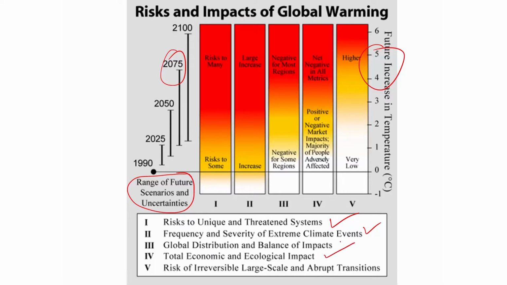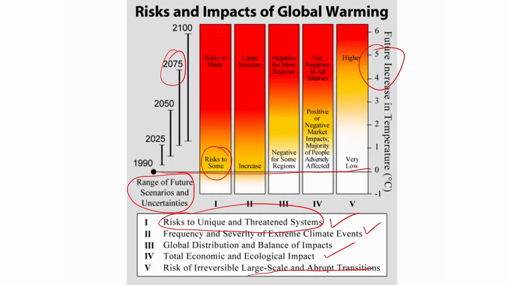This now includes economic, so these are now done by sectors, right? Total economic and ecological impact, risk of irreversible, large scale and abrupt, or what we called singular events. So slight difference in the way it is depicted here compared to the 1990s. The risks already are beginning to show in some, in the first, unique and threatened systems.